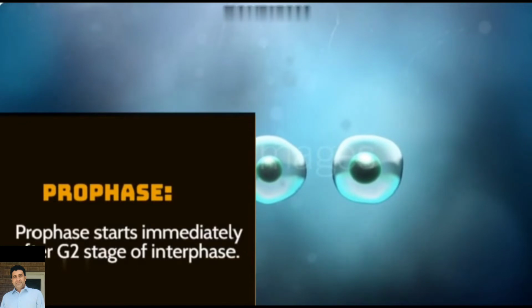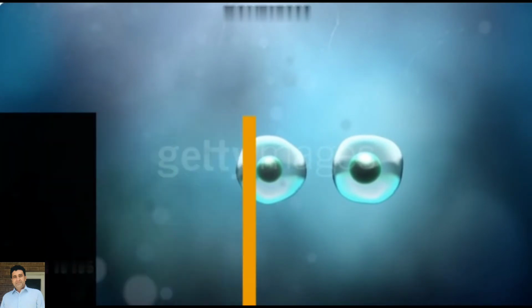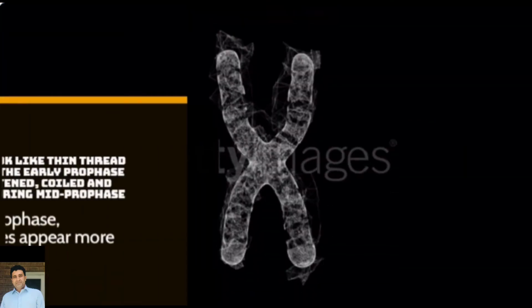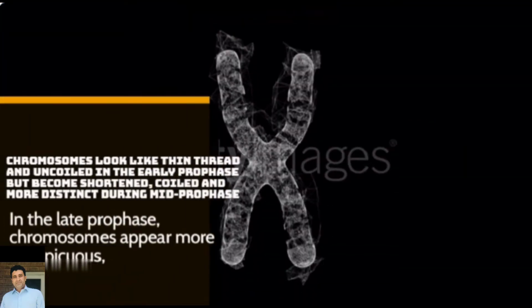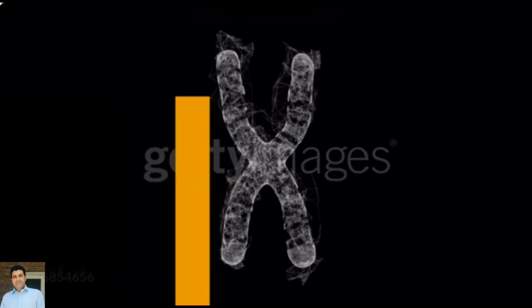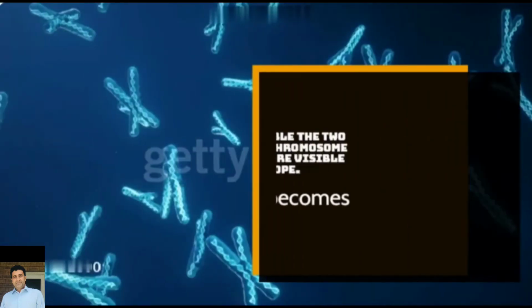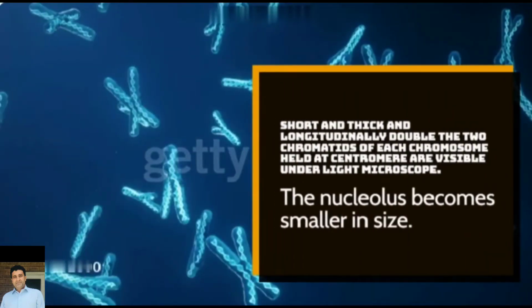Prophase starts immediately after G2 of interphase. Chromosomes look like thin, uncoiled threads in early prophase but become short, coiled and more distinct during mid-prophase. In the late prophase, chromosomes appear more conspicuous, short and thick, and longitudinally double.